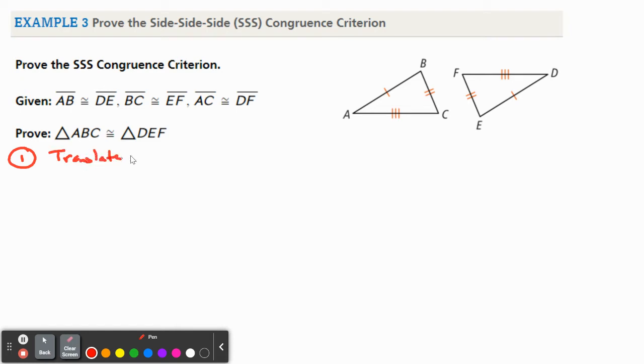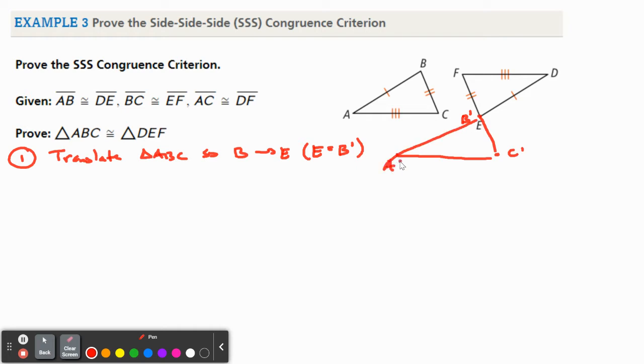We're going to translate triangle ABC so that point B corresponds with point E, or they line up, right? Which would mean that E is going to equal B prime, which is going to line up one of our vertices between the 2 triangles. So again, we would just slide this triangle down here so that this E would now be B prime. C would slide down here, so this would be C prime, and then A would slide down here, and that would be where A prime goes.